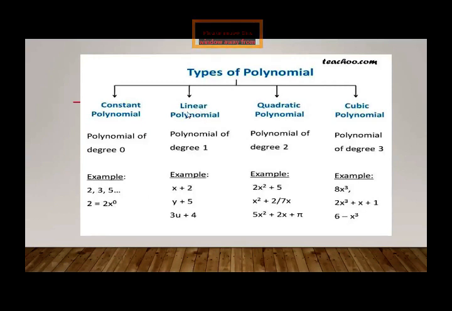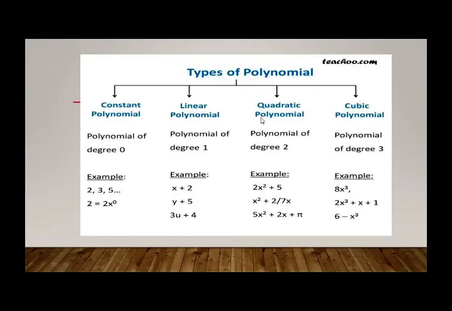Then we have learned linear polynomial. Linear polynomial, according to definition, is a polynomial of degree 1. When we see in a polynomial that the highest degree of the variable is 1, we say we have a linear polynomial. The examples are x plus 2, y plus 5, 3u plus 4. We see for x, y and u, their exponent is 1. So that's why they are included in linear polynomial.